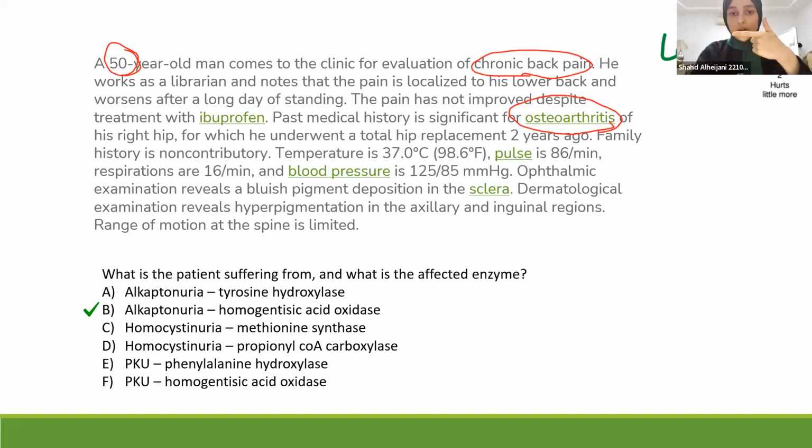We have pain, we have osteoarthritis, temperature is normal, pulse is almost normal, respiration normal, blood pressure almost normal. So a bluish pigment. Here we have hyperpigmentation in the axillary and inguinal regions. So we said we have arthritis, we have hyperpigmentation. We included several photos associated with every defect, every enzyme, every deficiency. So yes, blue pigment is clear too. Which one of the images we mentioned goes with this scenario?